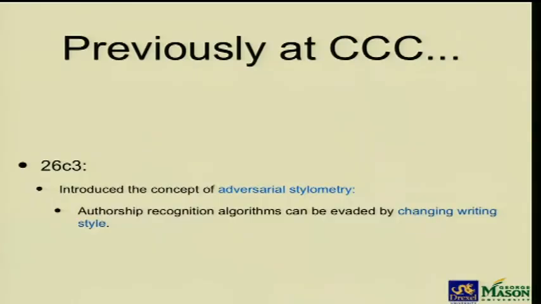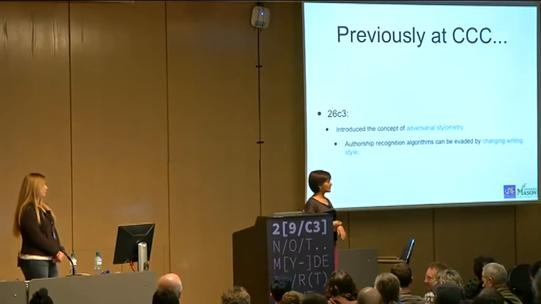So this would be our third talk at CCC. We might give the first talk at 26C3, where he introduced this concept of adversarial stylometry, which shows that if you change your writing style, authorship recognition algorithms won't be able to recognize you as the author of a document.